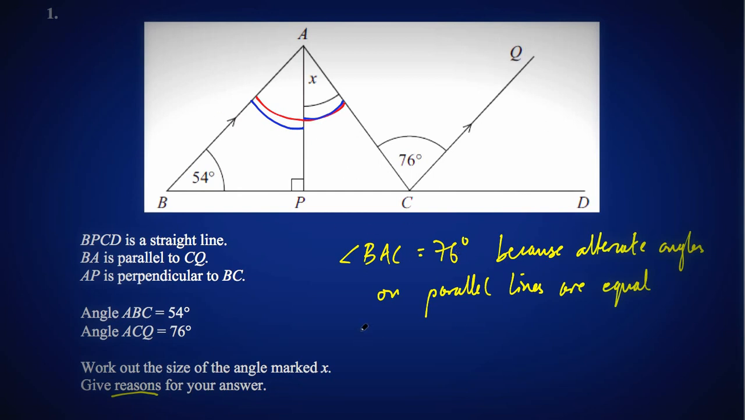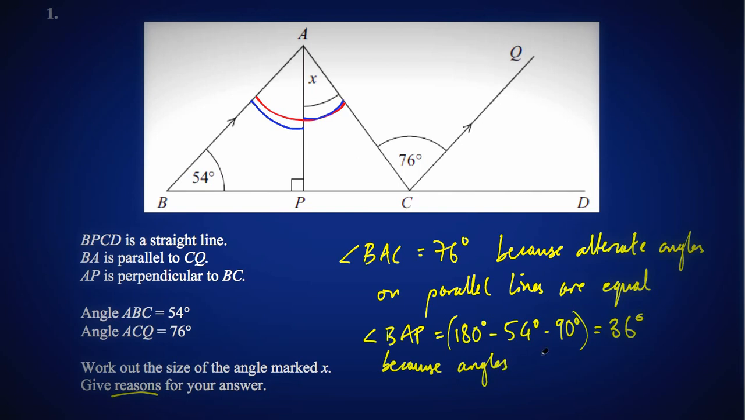So next bit of reasoning is angle BAP equals 180 degrees minus 54 degrees minus 90 degrees to give us the remaining angle, which equals 36 degrees. And that's because angles in a triangle add to 180 degrees. And I've shown the working there, so I don't need to go further with that.